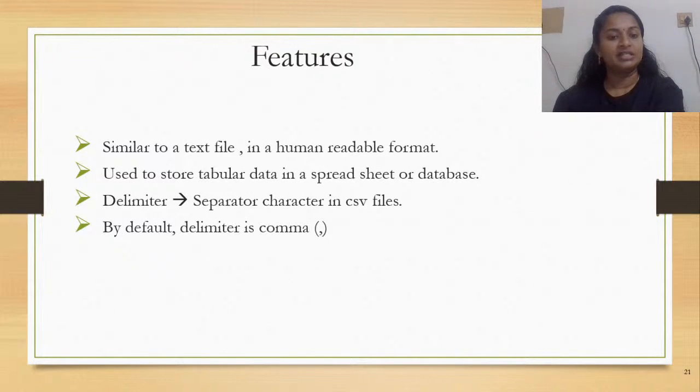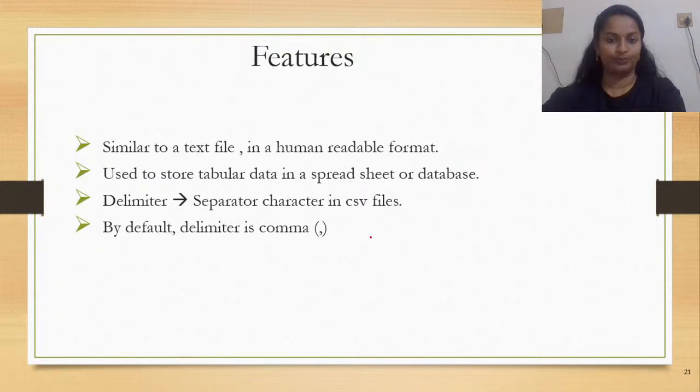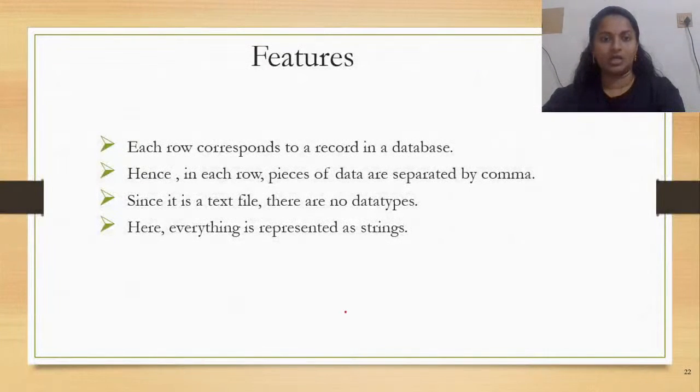Then the separator character that is used in a CSV file is called the delimiter, right? So what is it called? It is a delimiter, and the default delimiter here is comma, though you have options for other forms of delimiter too. So continuing with the features, each row here corresponds to a record in a database. If you're trying to create a student database, in that case, you would have a collection of details of different students, right?